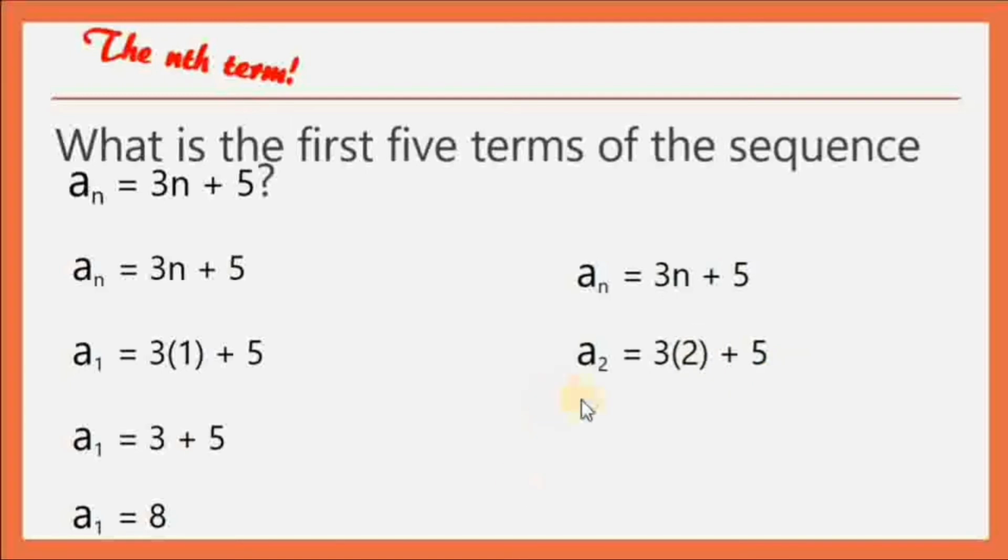Then plus 5. So perform the operation. A sub 2 is equal to 3 times 2 is equal to 6 plus 5. So A sub 2 is equal to 11. Our second term is 11.